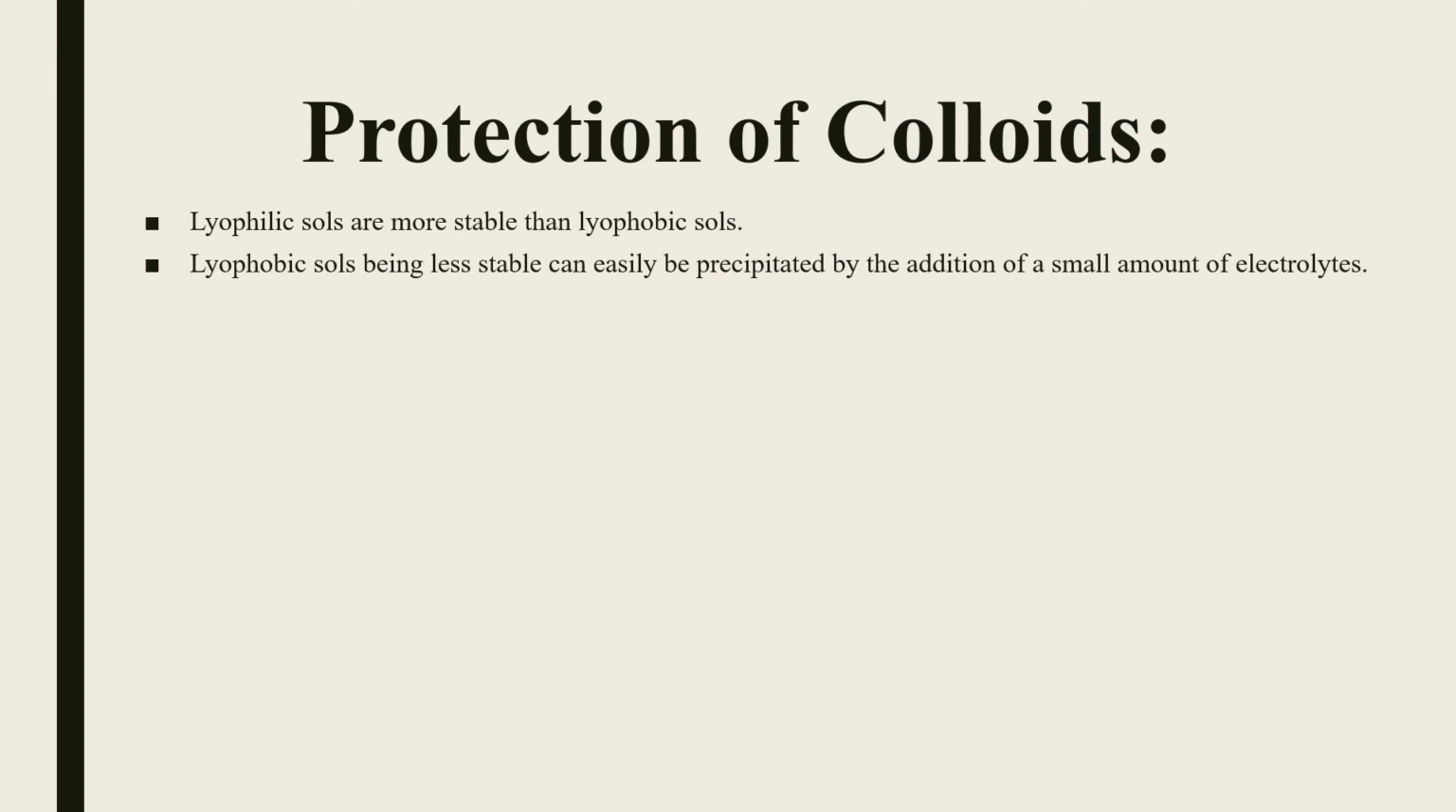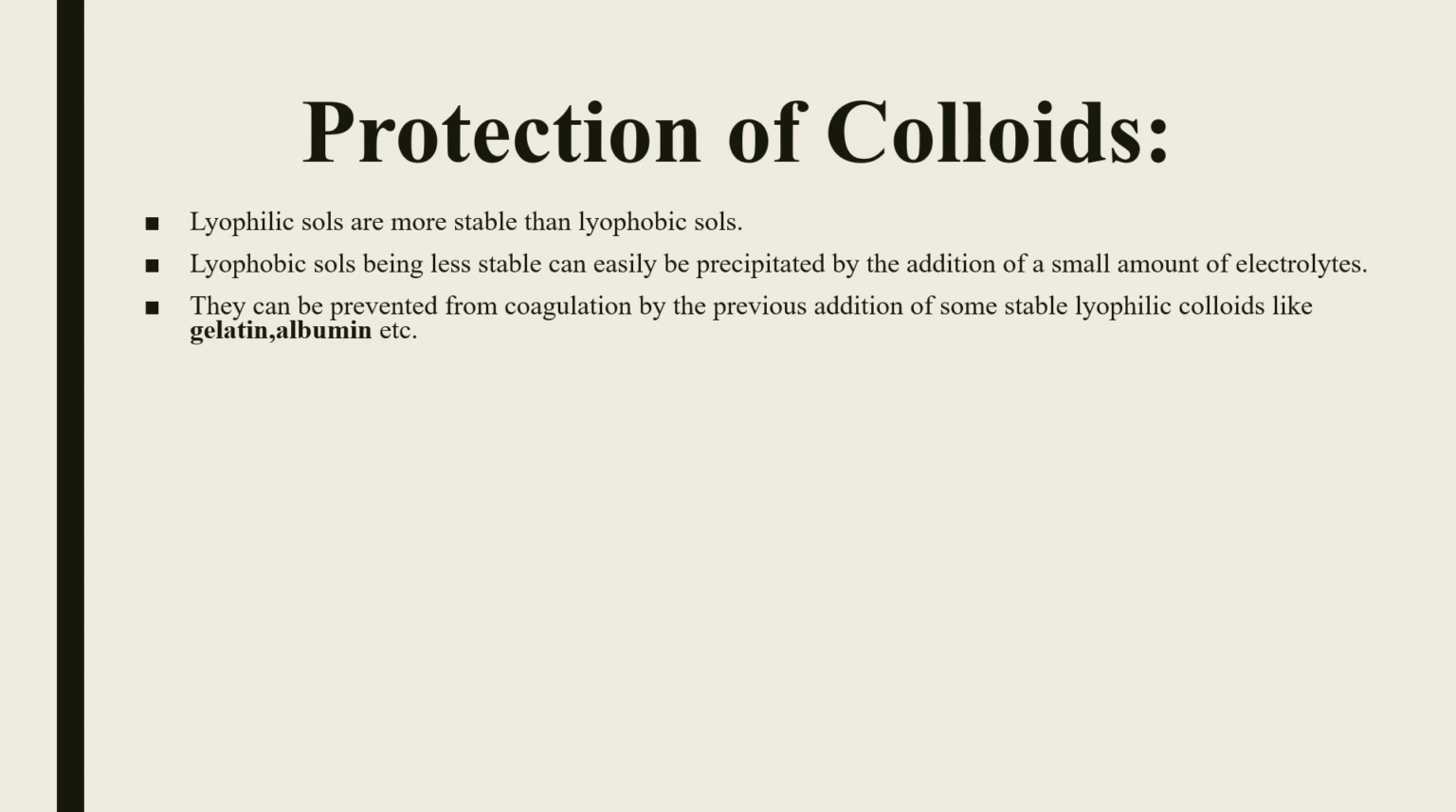Lyophobic sols, being less stable, can easily be precipitated by the addition of small amounts of electrolyte. They can be prevented from coagulation by the previous addition of some stable lyophilic colloids like gelatin, albumin, etc.